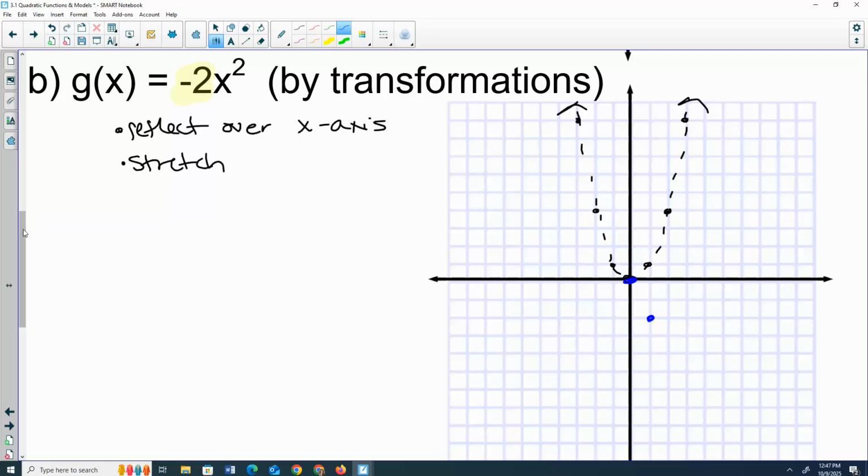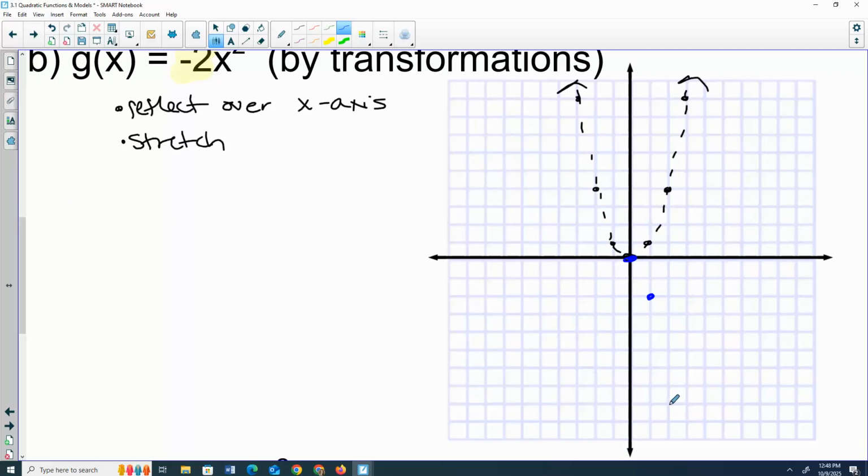4 times -2. Here's a y value of 1. 1 times -2. Here's 4. 4 times -2. So I flipped it upside down and I stretched, which made our graph get skinnier.